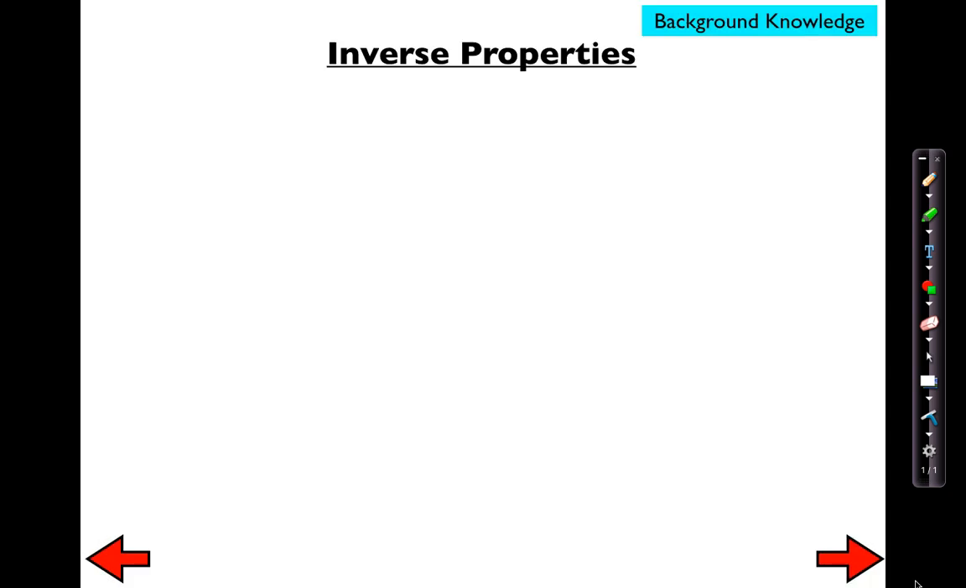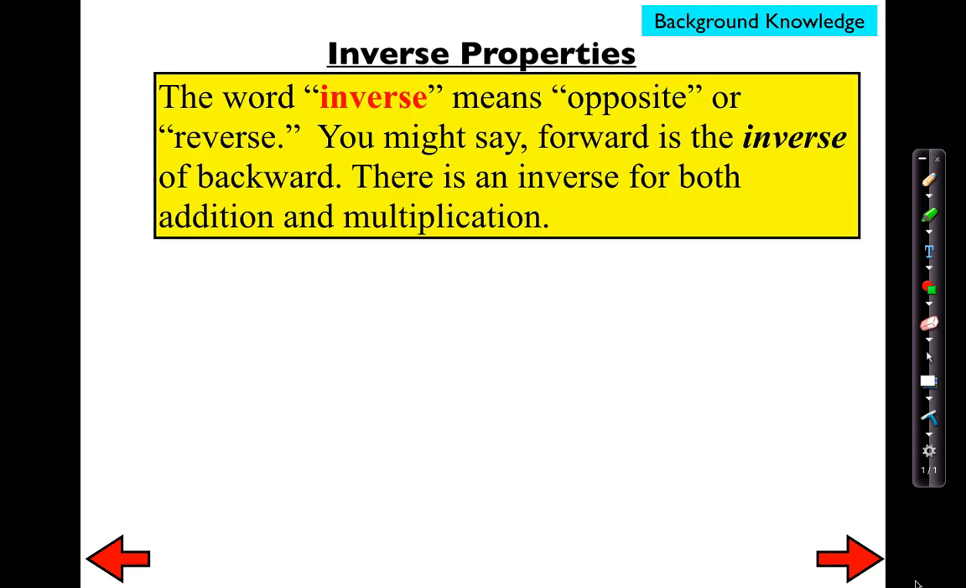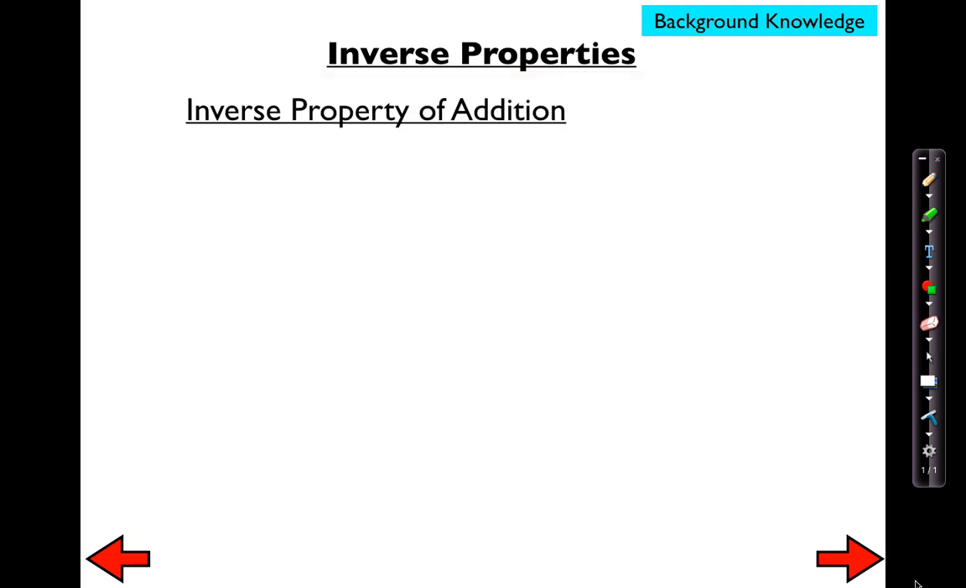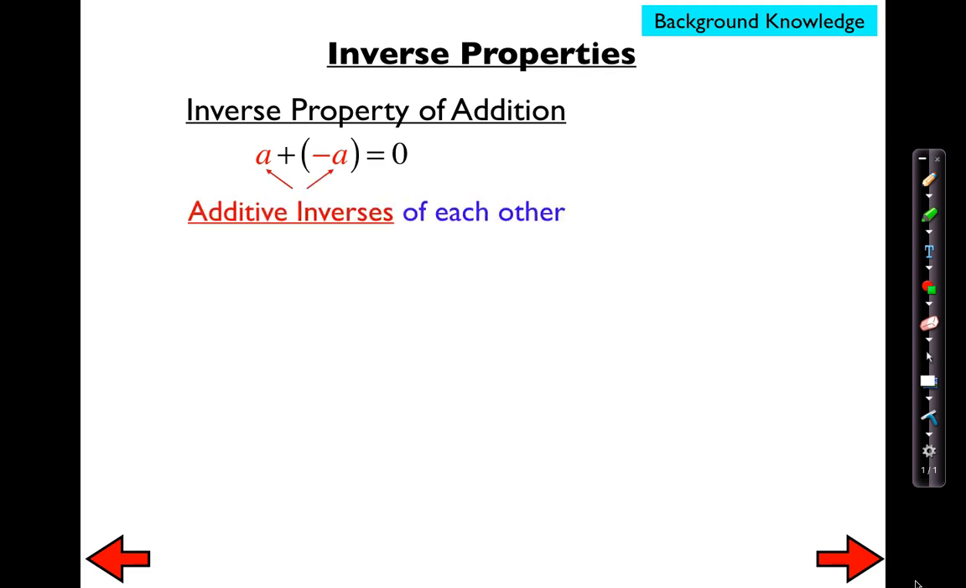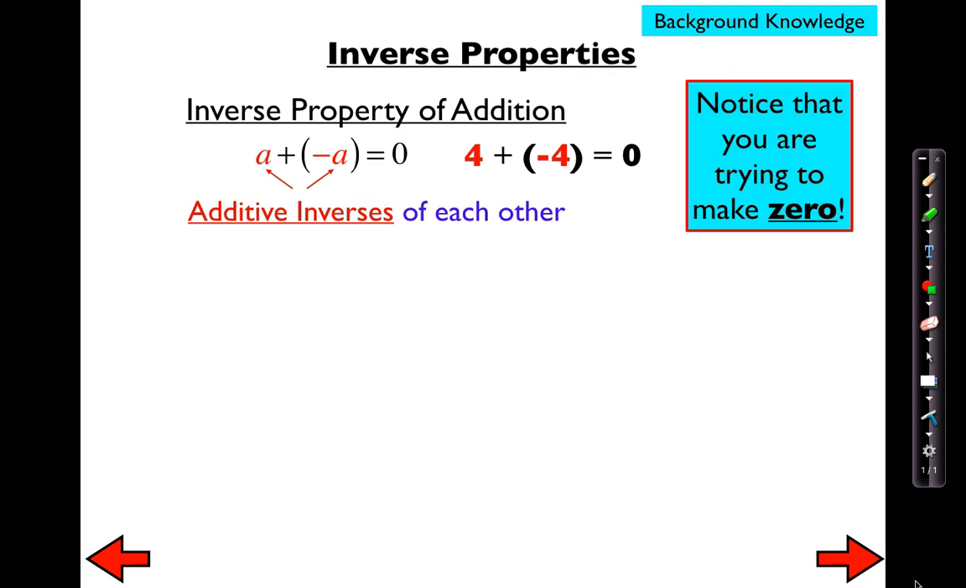So background knowledge, we do need to remember what an inverse property is and what it does for us. The word inverse basically means opposite or reverse, okay? In this case, we've learned about the inverse property of addition, and what you're going to find with that is this property allows us to create zero, which is going to be very helpful for us in solving equations, and you'll see that. We're also going to be utilizing the inverse property of multiplication.